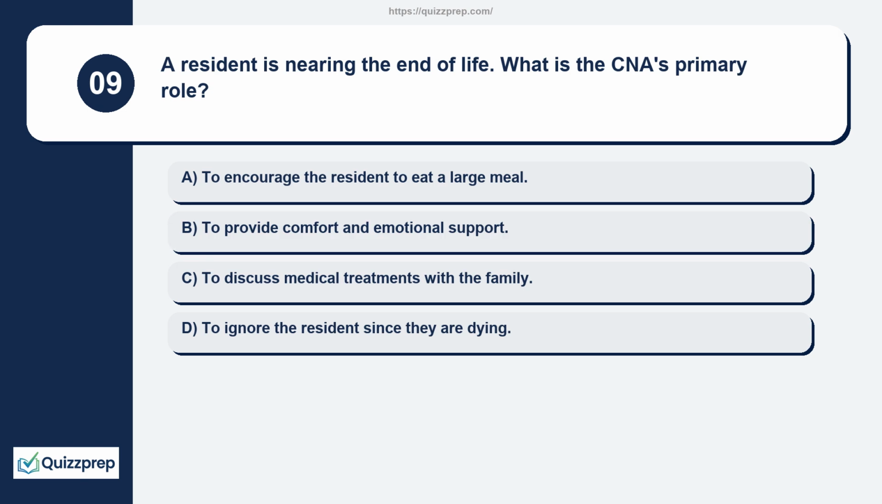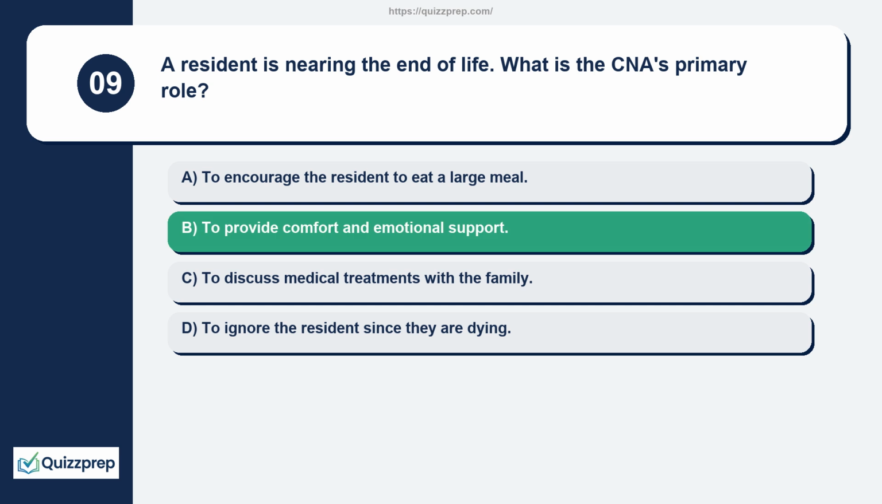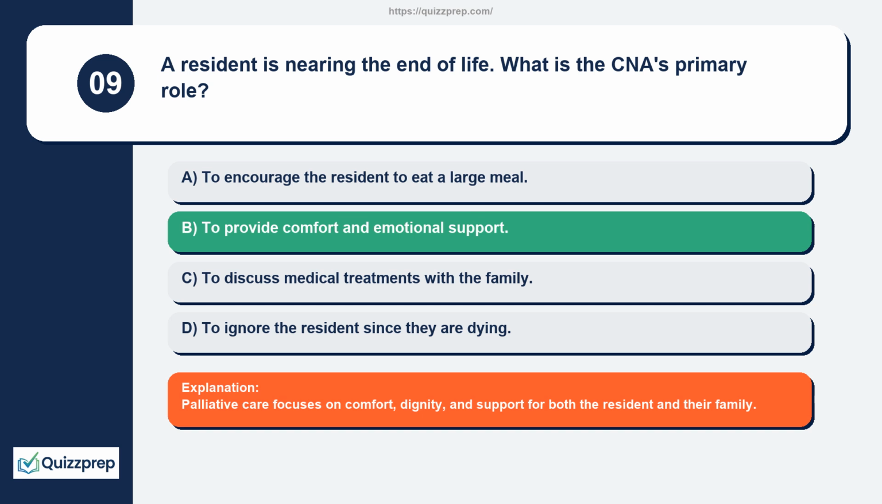Question 9. A resident is nearing the end of life. What is the CNA's primary role? To encourage the resident to eat a large meal, to provide comfort and emotional support, to discuss medical treatments with the family, to ignore the resident since they are dying. Palliative care focuses on comfort, dignity, and support for both the resident and their family.